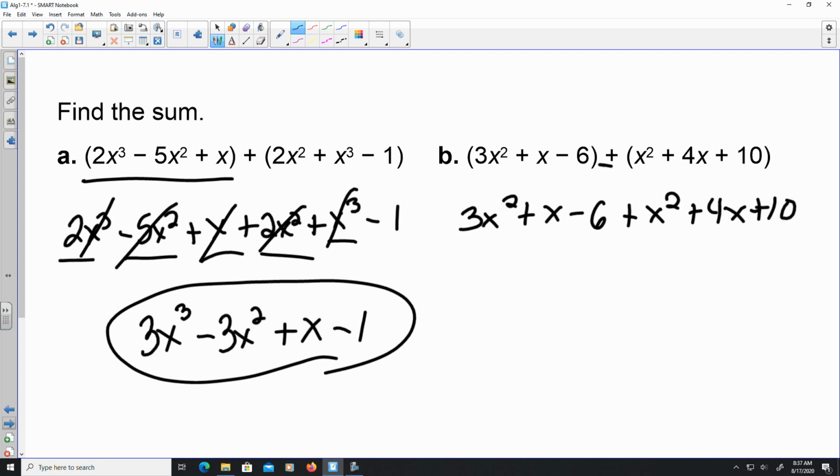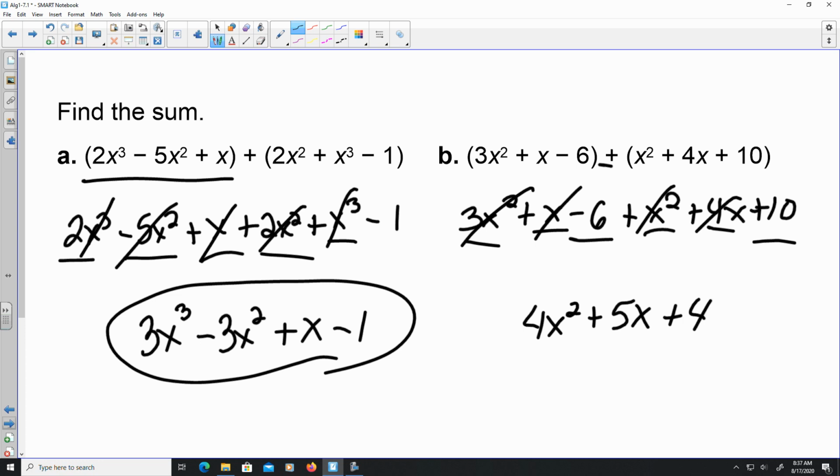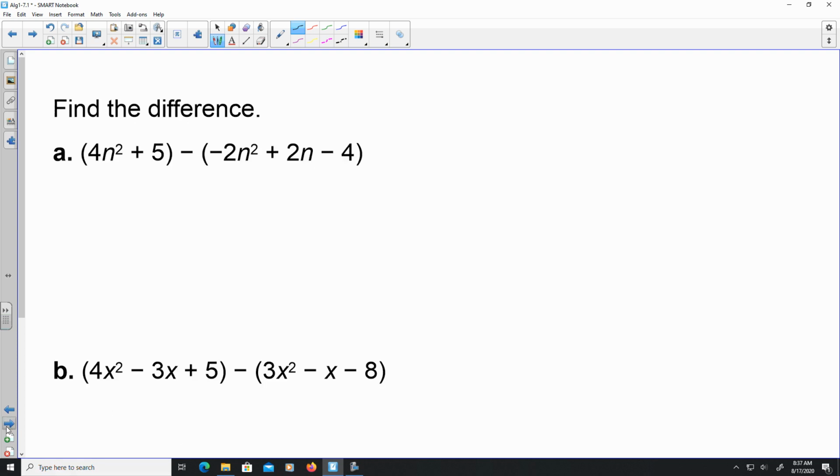My largest degree is 2. So here and here, when I combine those two, it's 3 plus 1, which is 4x squared. Cross it out, cross it out. Here and here, 1 plus 4 is 5, so it's plus 5x. Cross it out, cross it out. And my constant values of negative 6 and positive 10 turn into plus 4. So that is being able to add polynomials.